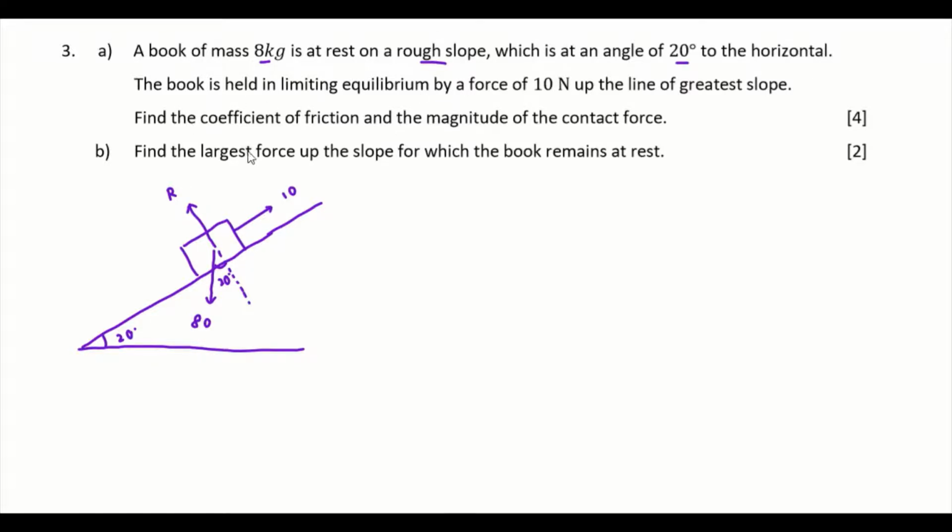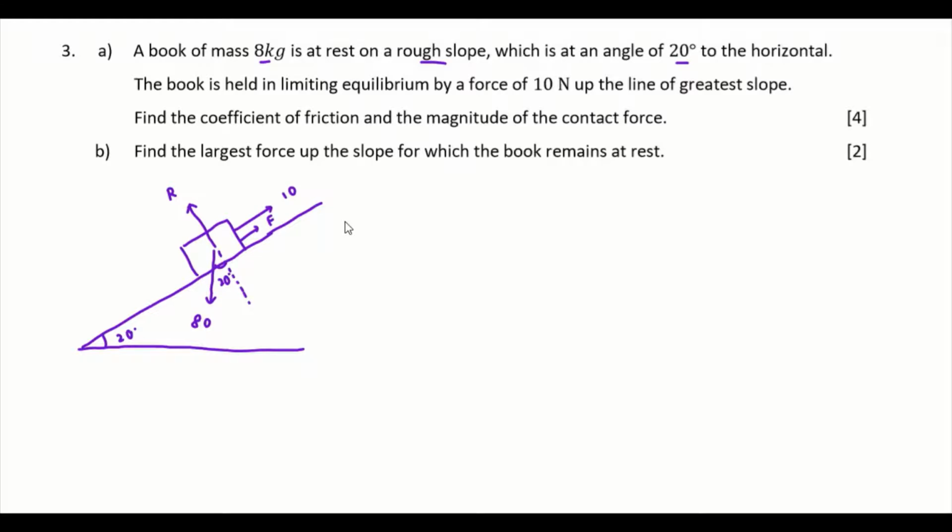Because the book is held in limiting equilibrium, you can imagine that the motion of the book is going to be slipping down. To prevent the book from slipping down, you have a 10 Newton force that holds it in equilibrium. The friction will be opposing the motion of the book slipping down, so the friction is moving up. I hope you get the idea. You have encountered this question a lot in your exercises and in the handout as well. Now let's try to solve it.